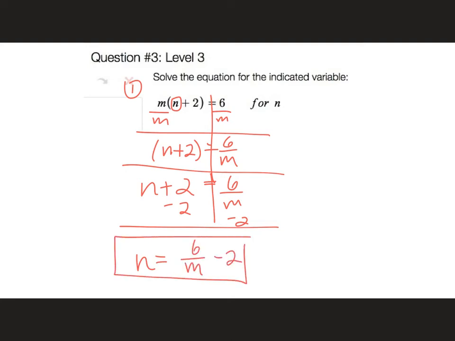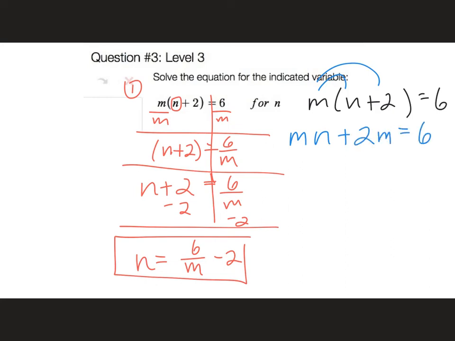Now a lot of people went about this problem by distributing first, which will also work, but we need to kind of talk through these steps as well. A couple great ways we could do this. So let's distribute m to both places, giving us mn plus 2m equals 6. Now our goal is to get n by itself. So let's go ahead and subtract 2m from both sides.